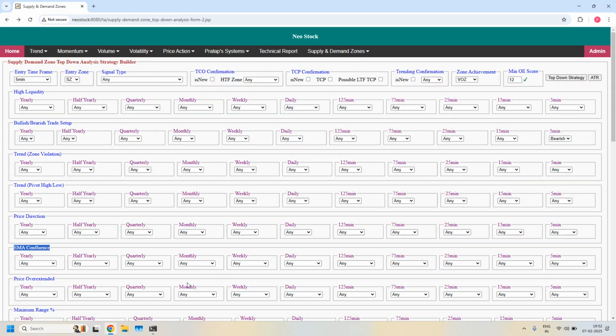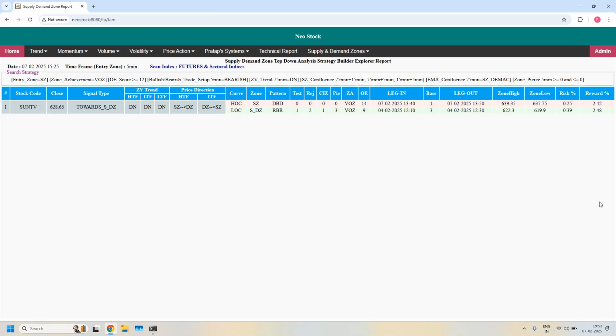So in the EMA confluence at 75 minutes time frame, I am setting the filter 75 minute supply zone having daily EMA confluence or not. And also trend on 75 minutes time frame should not be sideways, it should be downtrend because it is bearish trade setup. So with this filter, we got 1 stock. So this is a high probability trade setup supported stock. So this is a bearish trade setup for hourly income trade. With this we have generated all the income trade reports.